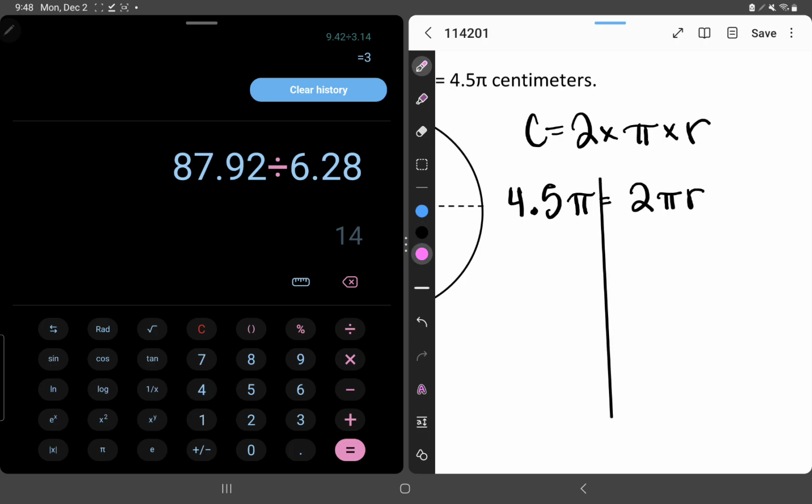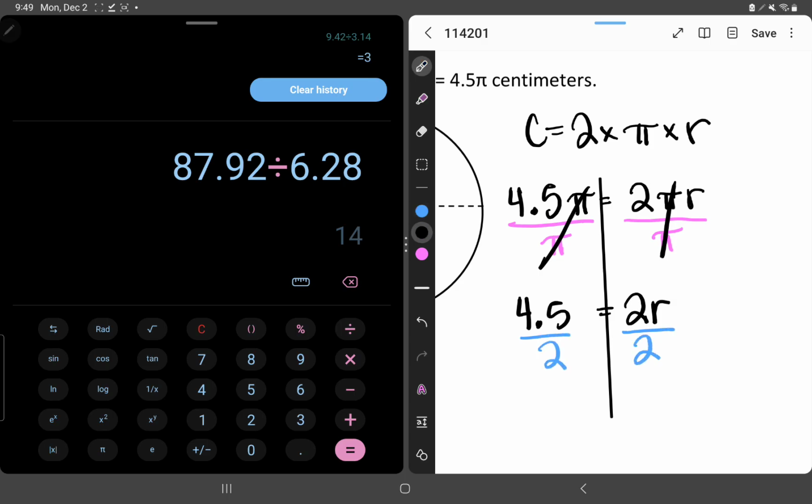So now I undo some of that multiplication. I'm going to undo that first multiplication of pi just to get rid of it. I undo that by dividing both sides by pi. And when I do that, both of these pi's go away. And that leaves me with 4.5 equals 2 times radius. Now I'll undo that multiplication with division. So I divide both sides by 2. And that gives me 2.25 equals the radius.